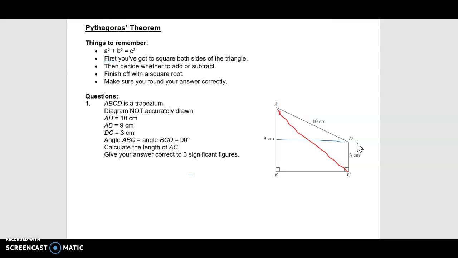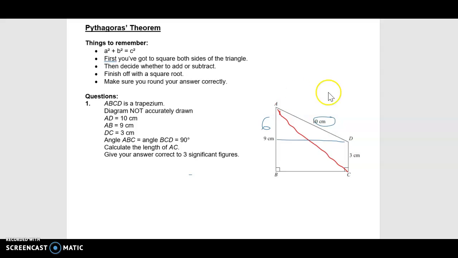Now, I have already 10 centimetres as the hypotenuse of it. I could work out this side here. I know that the whole thing from A to B is 9, but I also know that this length here is the same as this length here, which is 3. So this gives me this length here, which is 6.